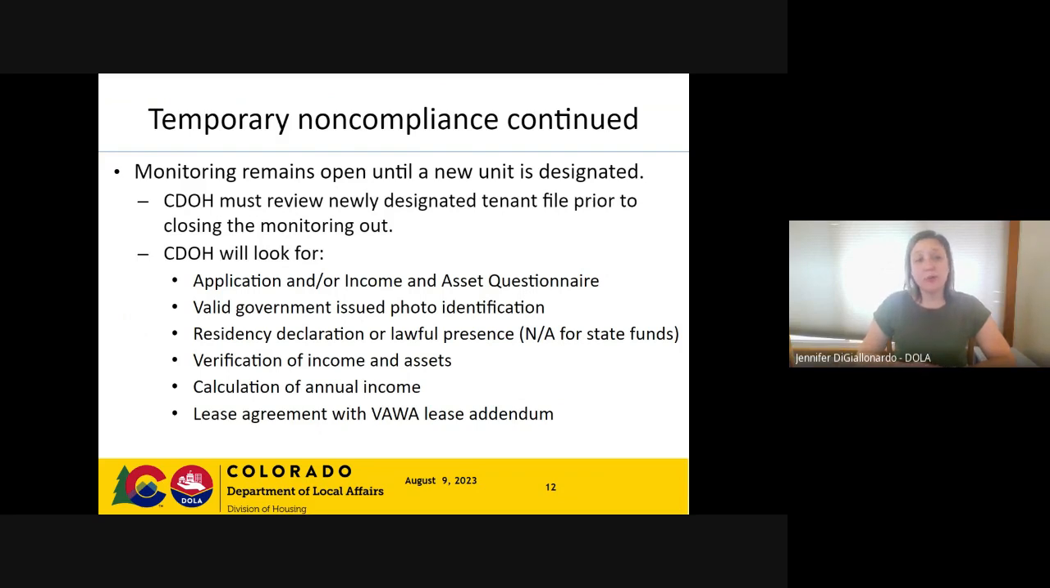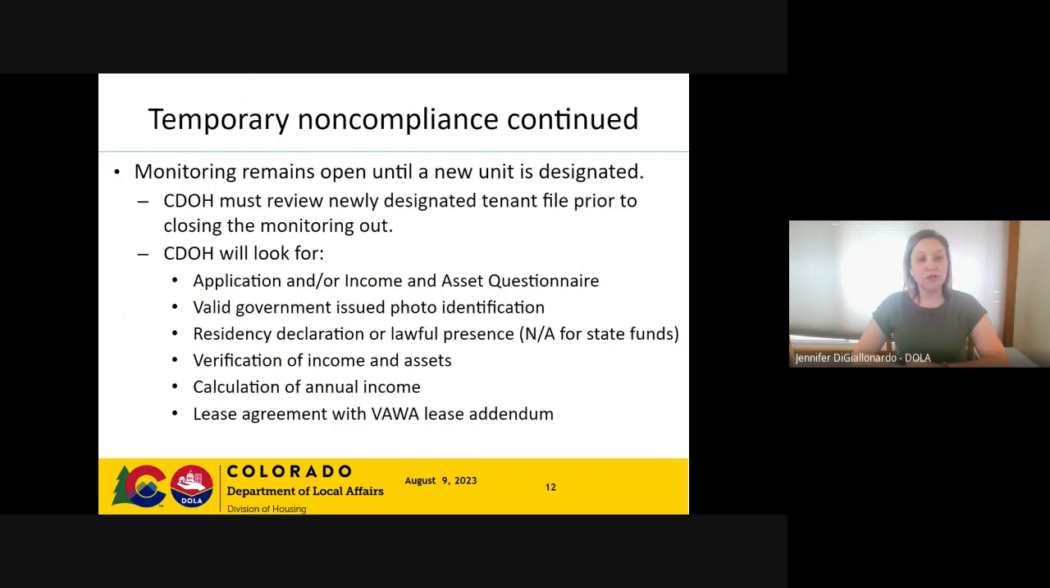The monitoring will remain open when we find that there is temporary non-compliance until a new unit is designated. So the Division of Housing will have to ensure, was this unit floated properly, especially the timing. We want to make sure that that is done prior to closing out a monitoring.